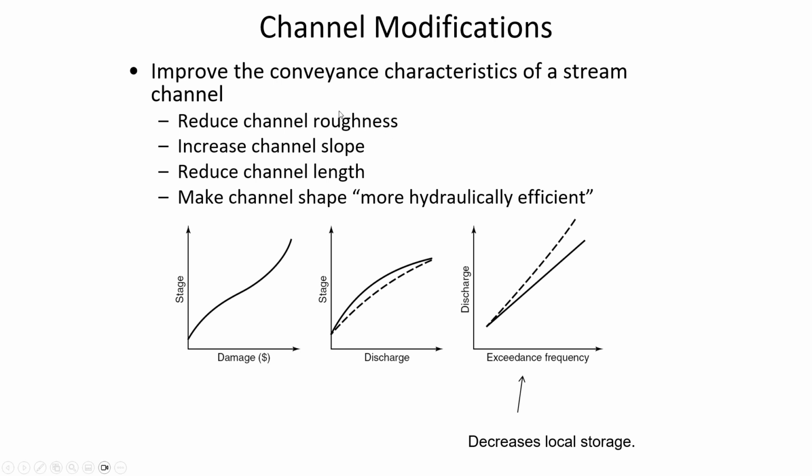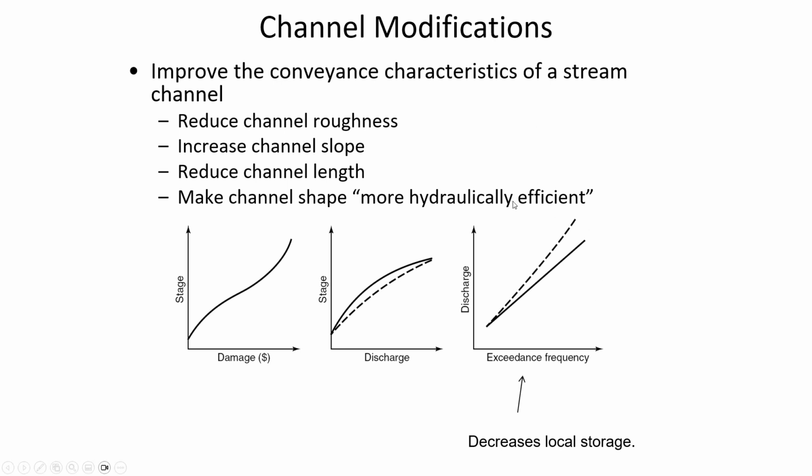So channel modifications will reduce the roughness, or increase the slope, or reduce the length. Any of these things will make the channel more hydraulically efficient, and what they do is, for a certain depth, they are going to have more capacity. So let's look at the figures.